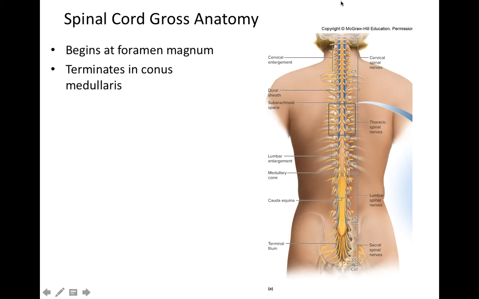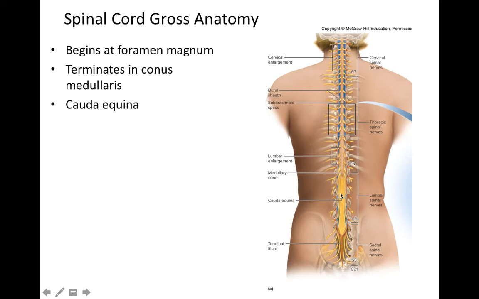So first of all, your spinal cord begins at the foramen magnum. So you should remember that's the pretty large hole in the occipital bone. And so that's where we're going to start this. And the cord comes down and terminates at what's called the conus medullaris or medullary cone. And this is roughly at about L1 vertebrae. So your spinal cord certainly does not go all the way down. It is going to end at about L1.